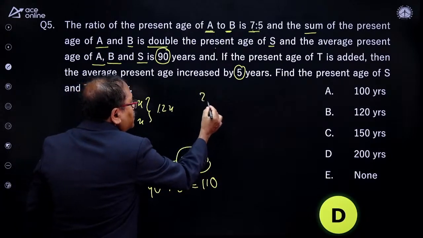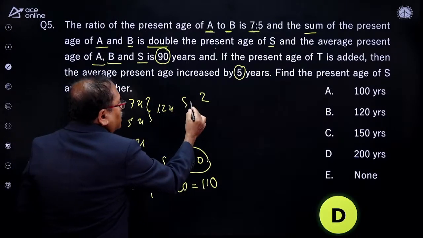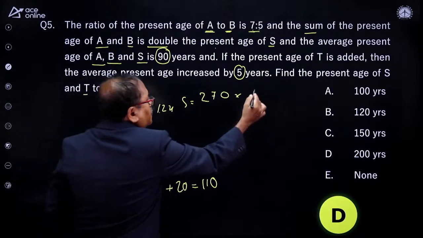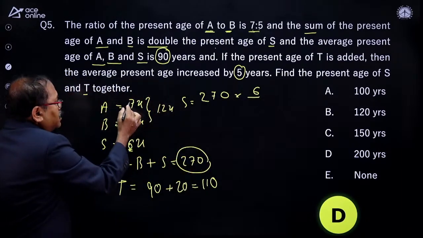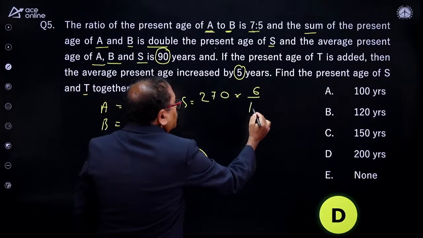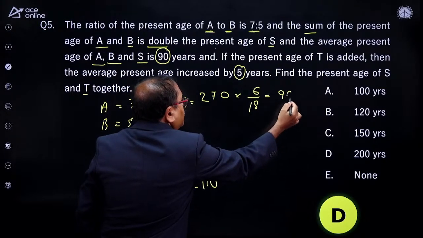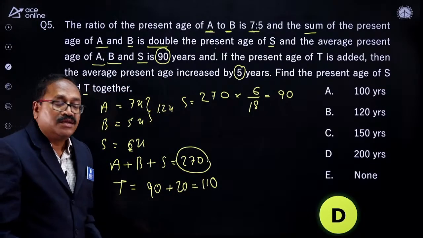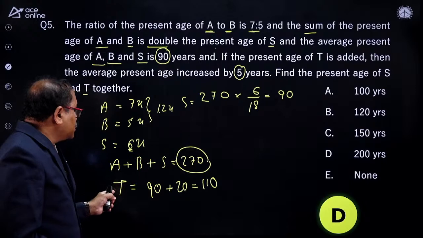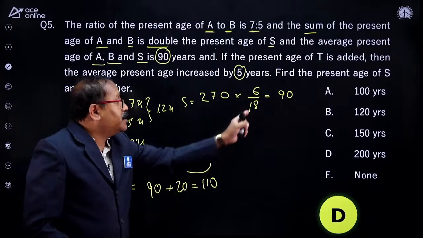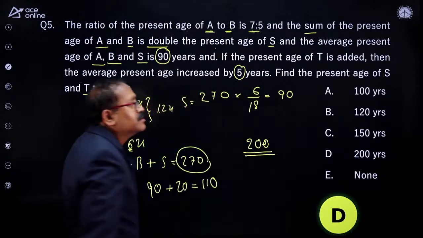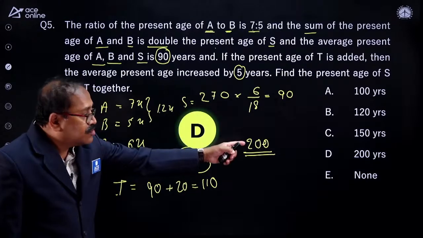Okay, so you need to find out the 6th part out of this one. That is 270. I am finding out the S age. The S age is equal to 270 into 6 parts, whereas the total given is 7 plus 5 is 12 plus 6 is 18. You are right? So this comes 90. That's all. So you have the 110 and that is 90. You are asked the sum of T and S, 110 plus 90, which is nothing but 200. That should be your answer. Option choice D, 200.